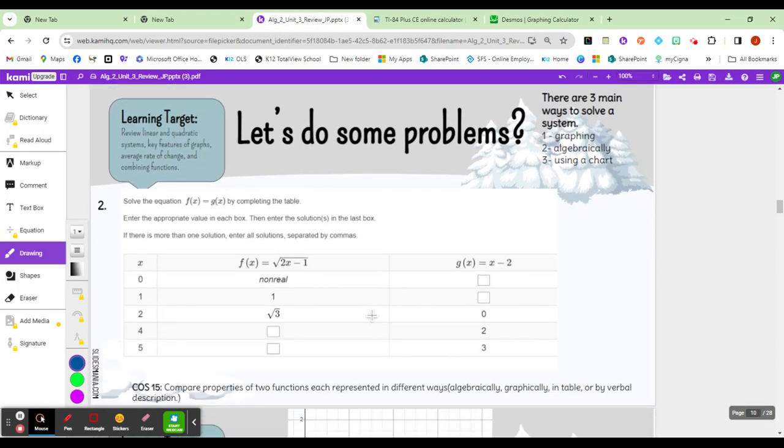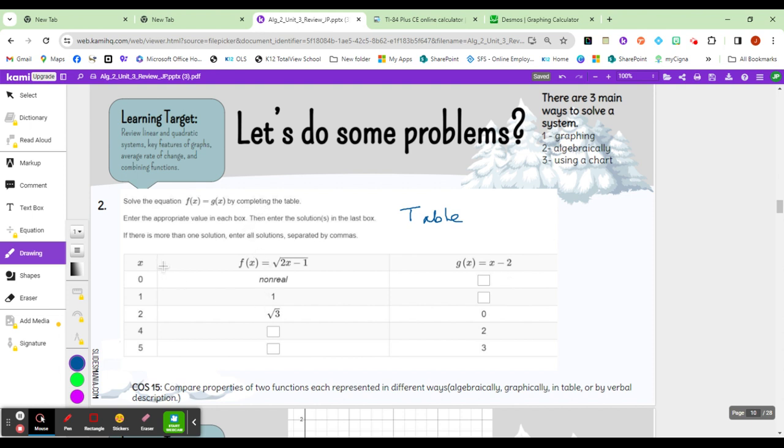All right, number 2, it says solve the equation f of x equals g of x. So this is the same thing. You could put both of these into a grapher, and you could look for their points of intersections. They already have this set up in a table form, so we're going to go with a table. There are a few spaces that are blank.